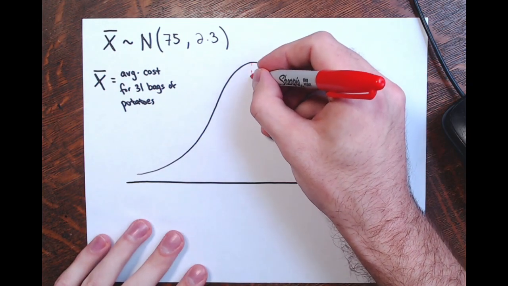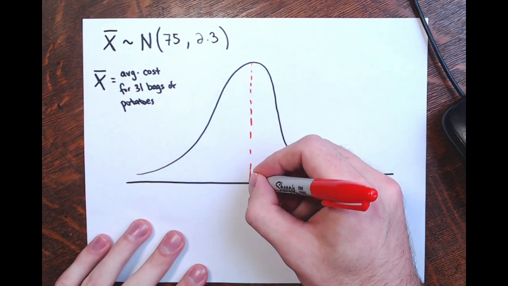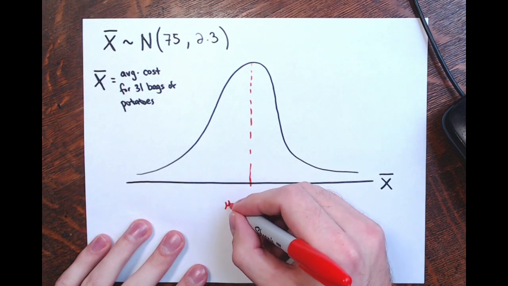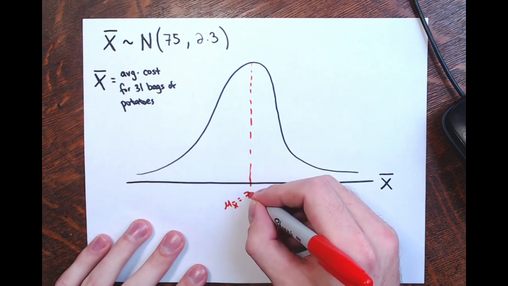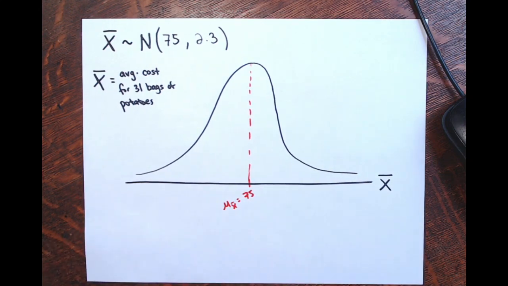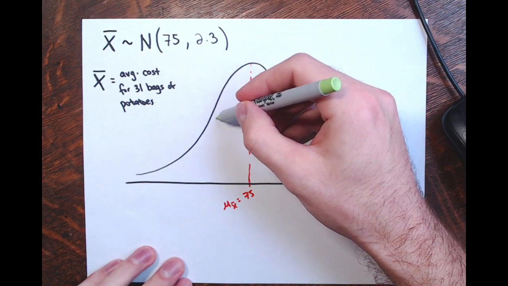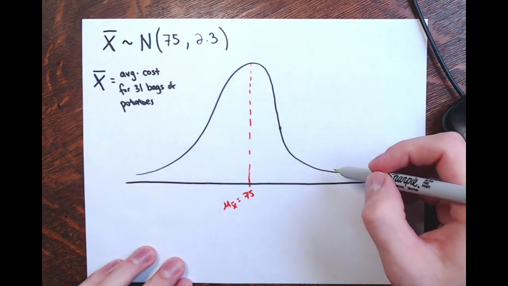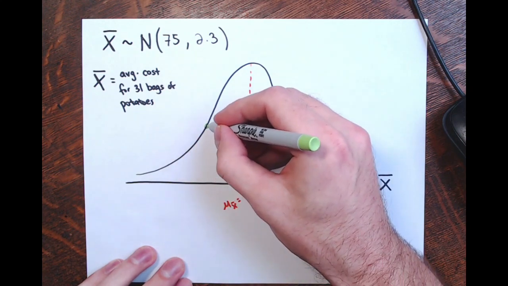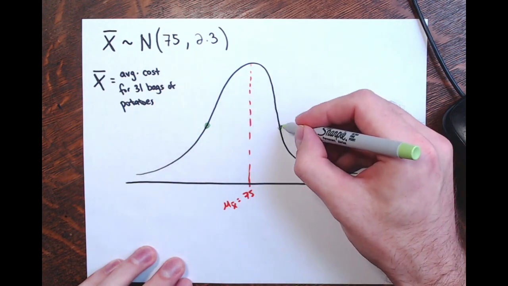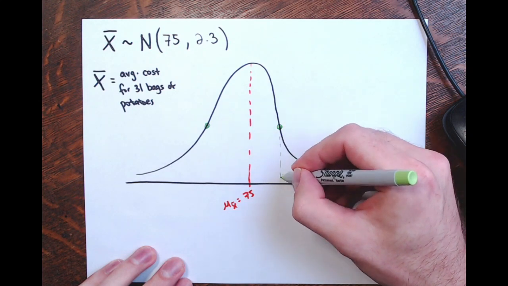Below the peak, this is where that mu sub x bar will be, right? That was 75. And then underneath the inflection points, where one standard deviation above and below. So that's, again, inflection points are where it goes from curving down to curving up. That's over, and then curving up to curving down. That's over here and here. And you saw those on the picture as well.